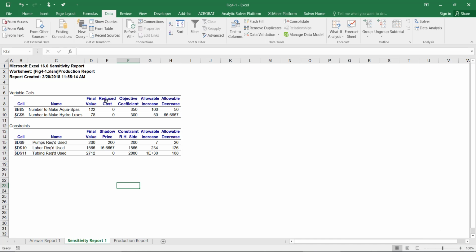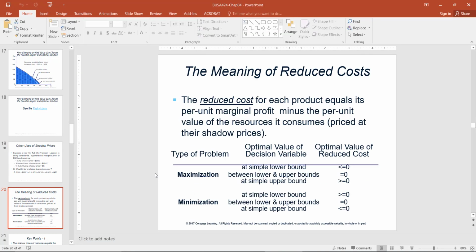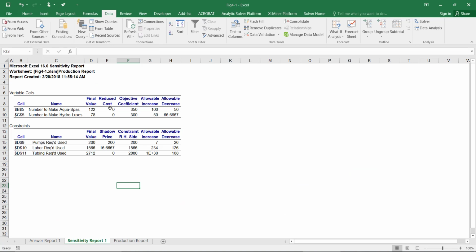So we talked about every column in this sensitivity report, but we haven't talked yet about the reduced cost. Basically, reduced cost is the difference between the marginal profit, the profit that one unit of each product makes, minus the resources that this product consumes. For example, take product one, X1. The objective coefficient of this product is 350, and it uses one pump, nine labor hours, and 12 tubing.